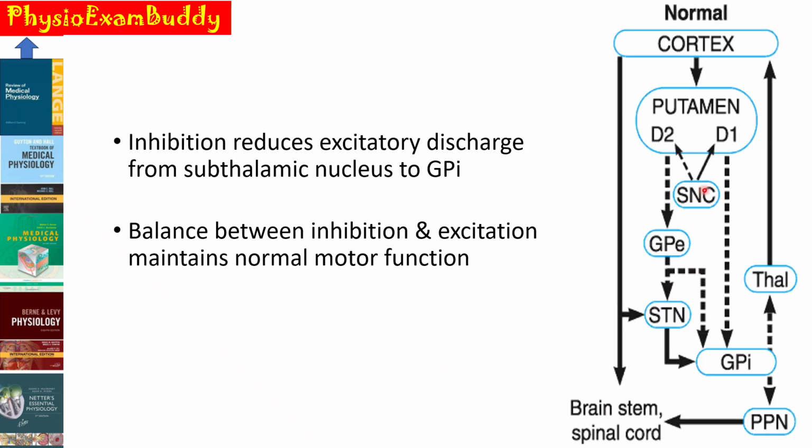And what happens when the inhibition of the putamen happens? This inhibition will reduce the excitatory discharge from the subthalamic nucleus to the globus pallidus internal segment. So there occurs a balance between the inhibition as well as excitation for maintaining a normal motor function.